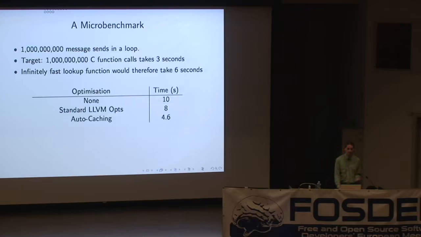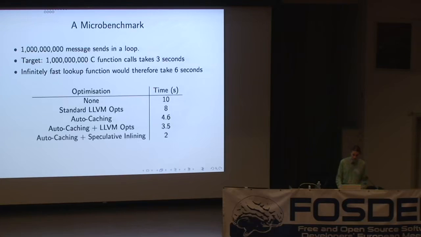You turn on the automatic caching and it goes down to 4.6 seconds. That's just automatic caching by itself, by the way. If you have the automatic caching plus the standard LLVM optimizations, we're now down to 3.5 seconds, so really slightly slower than C, but only just. So now we turn on the speculative inlining, and we're now faster than C without inlining. So I think we're now at the point where we can make it faster, but we just don't care anymore. You're talking about the difference between your application using 5% of your CPU and it using 4.5%. It's just not important.